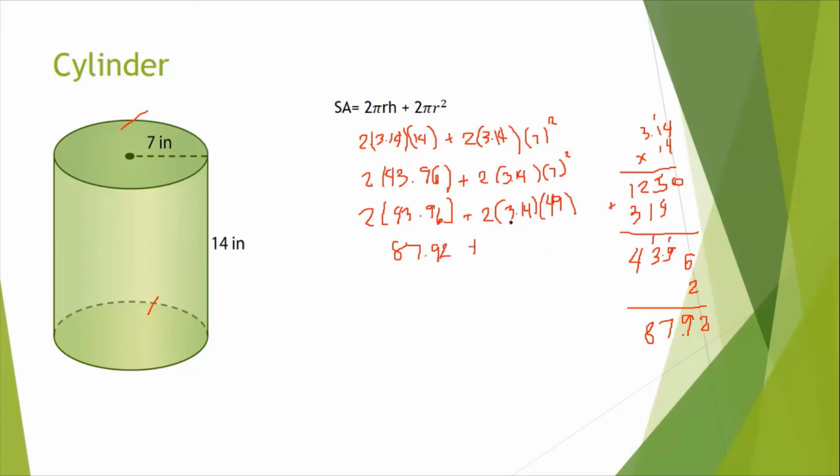plus 3.14 times 2. We have 8, 2, 6. Okay, so 6.28 times it by 49. Okay, so this is our 49. Okay, so this time let us multiply 6.28 by 49.